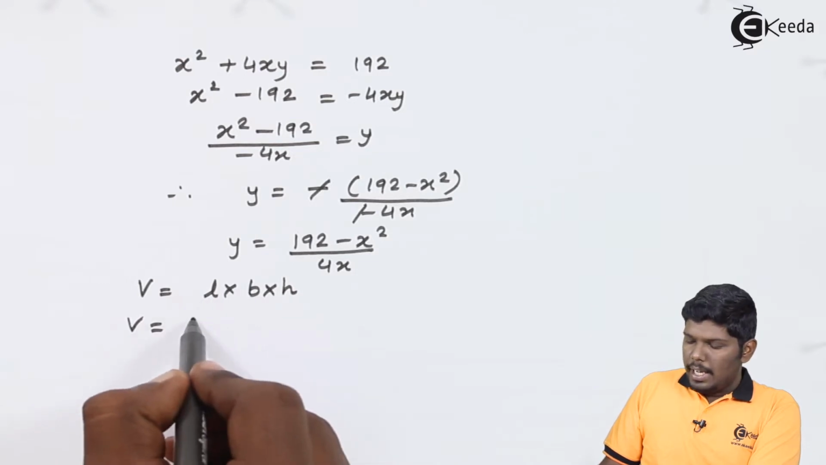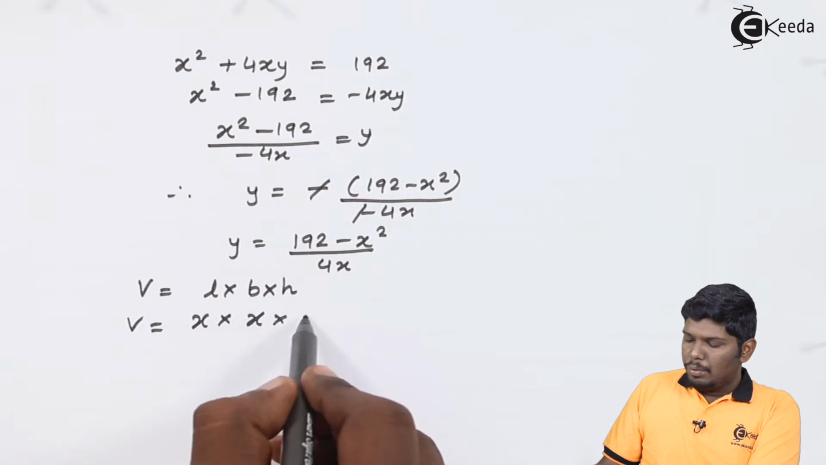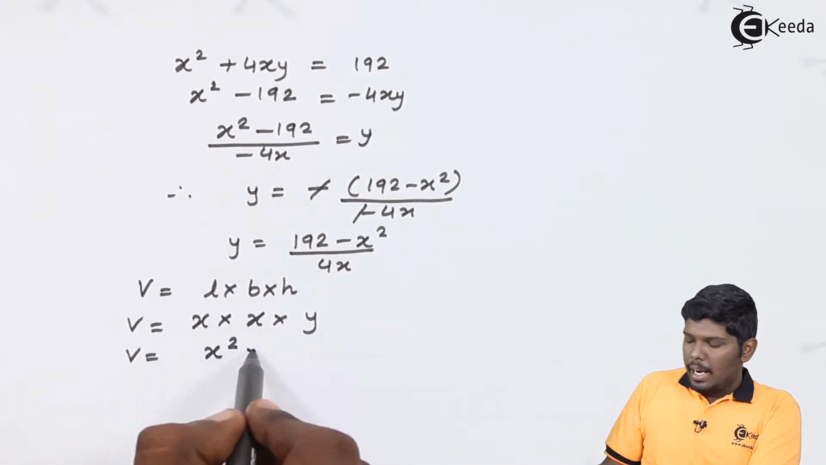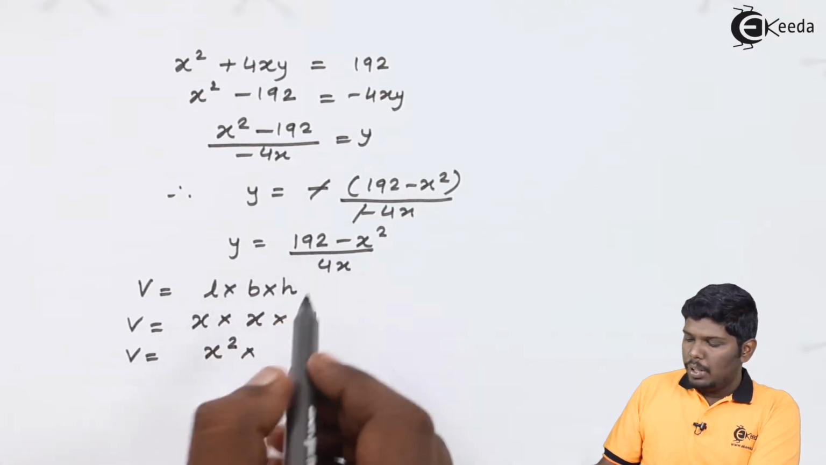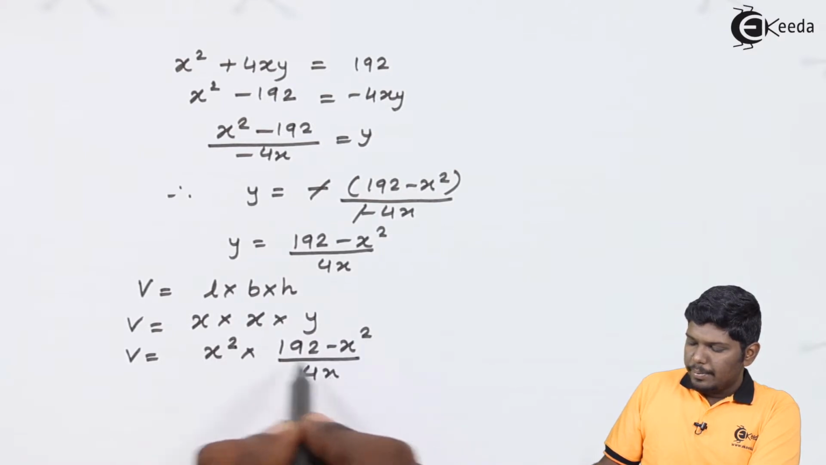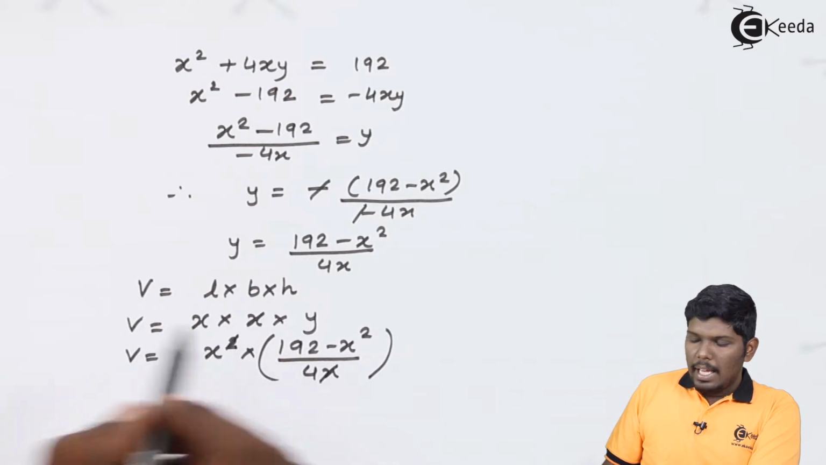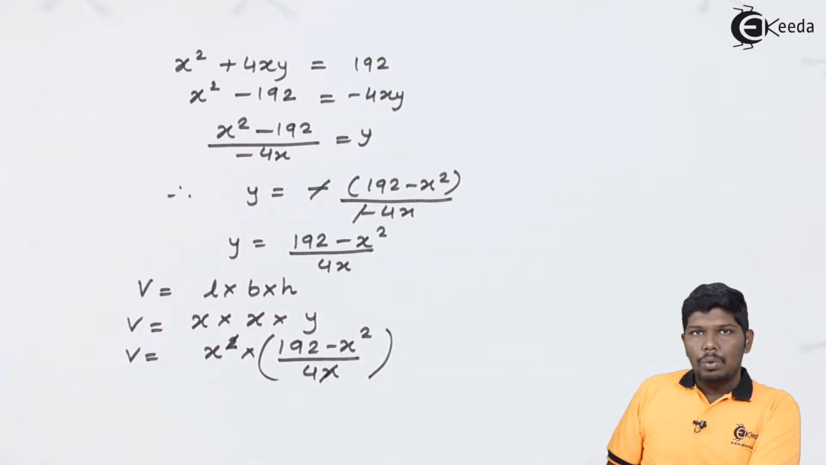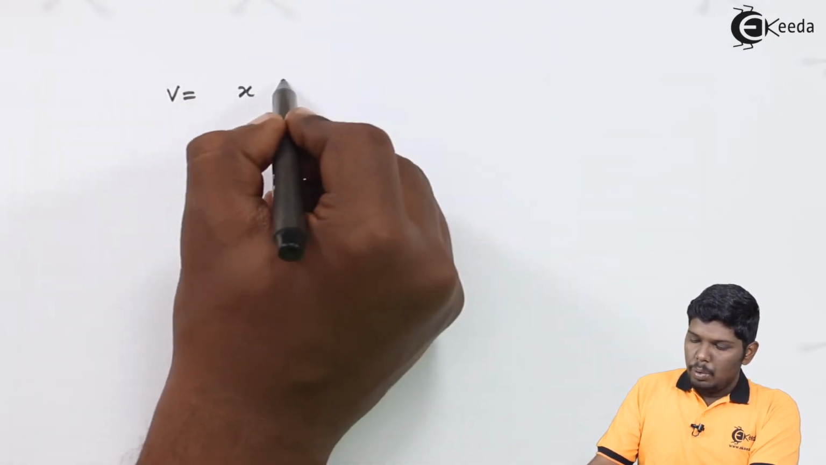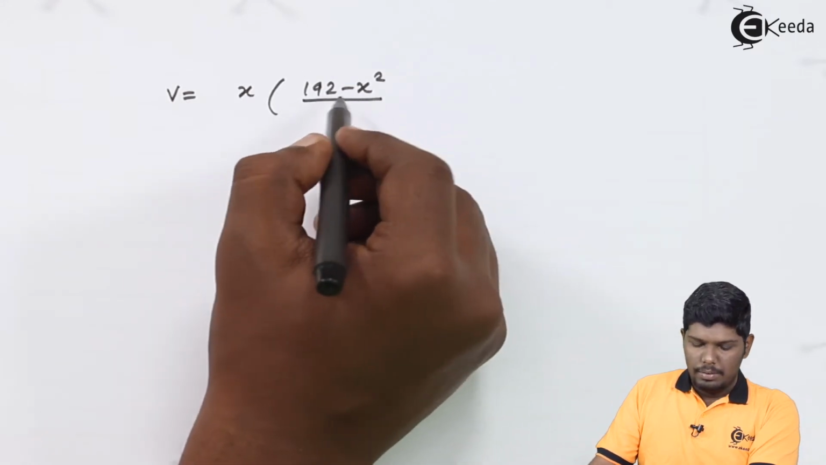Length was x, breadth was also x, and height was y. This becomes x into x, x square, and the value of y we are going to substitute is 192 minus x square upon 4x. Here if you see, one x will be cancelled. This will give you volume is equal to x into 192 minus x square upon 4.